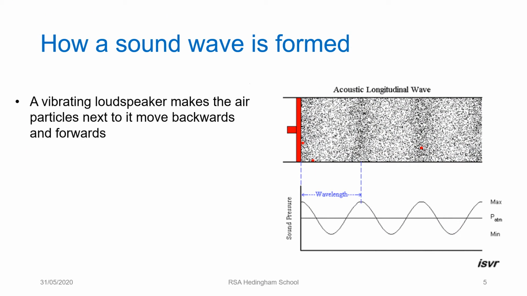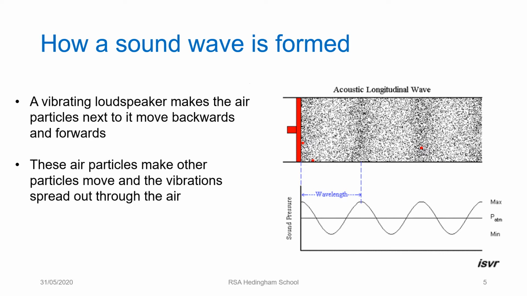We're going to look at how a sound wave is formed. And you see here, a vibrating loudspeaker makes the air particles next to the speaker move forwards and backwards. So the air particles are vibrating. Those air particles then contact other air particles and make them vibrate, and the vibrations spread out through the air. A sound wave is formed.